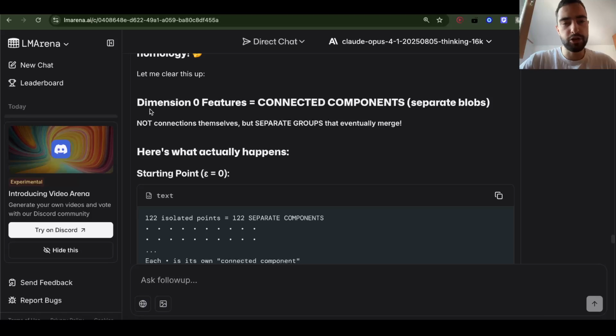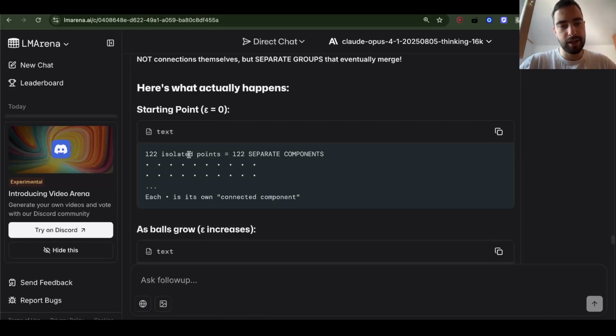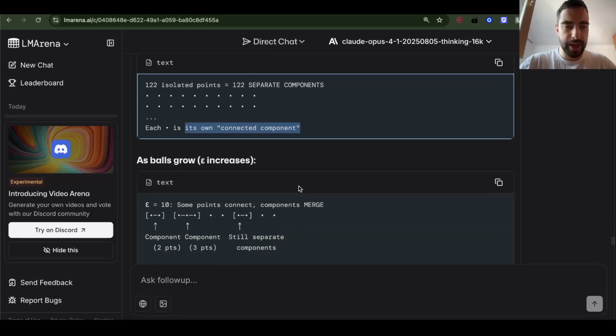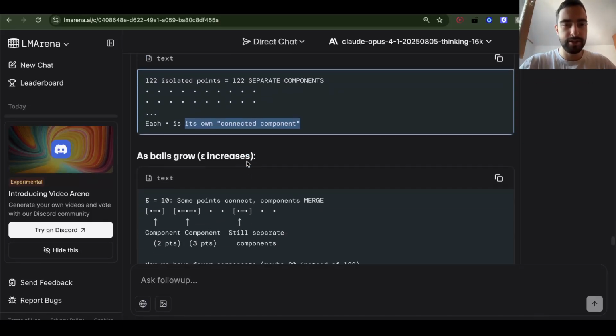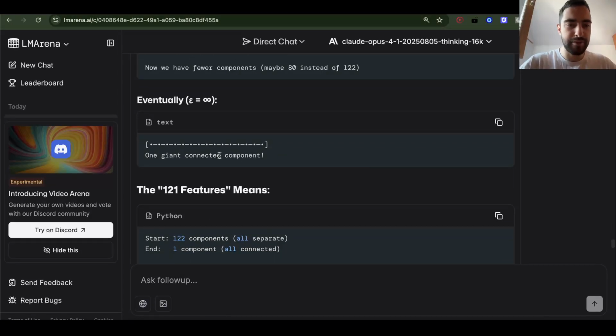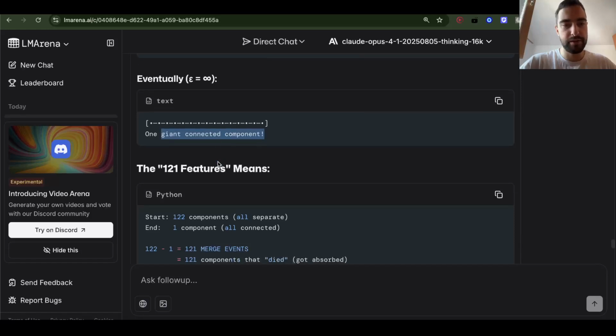So reminder, dimension 0 shows connected components, so separate blobs where there are no loops. It's just a few spheres connected. So at the starting point, every point is separate. So every point is its own connected component. As these spheres around them grow, as epsilon increases the radius, then some points start to merge, some spheres. You can even have 3 or more spheres merge, but it's not a loop because there are no multiple paths from one point to the other. Now we have fewer components, maybe 80 instead of 122, because some of them merge into a single component. And eventually you have one giant connected component if the sphere radius is reaching infinity.